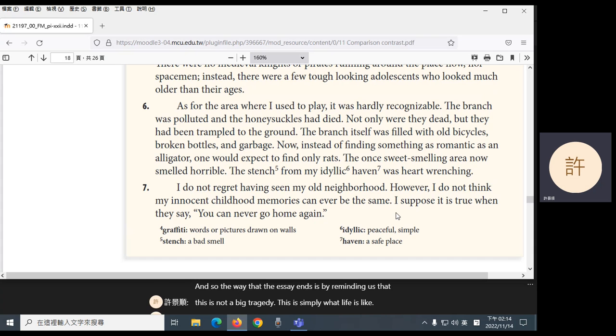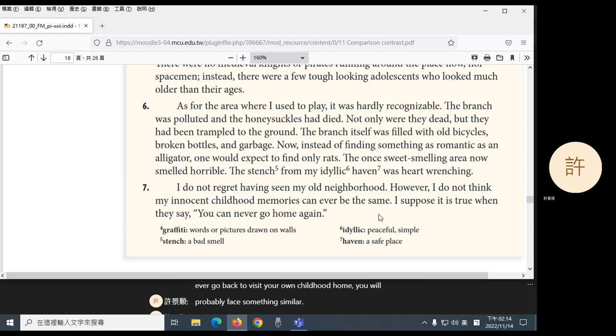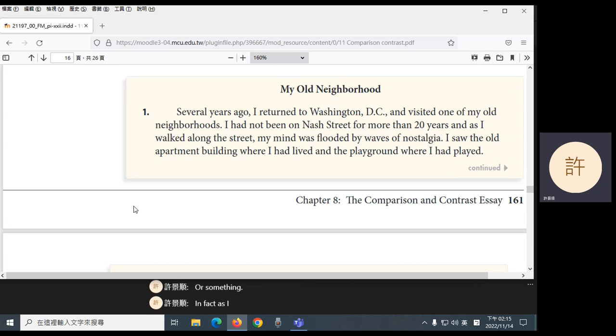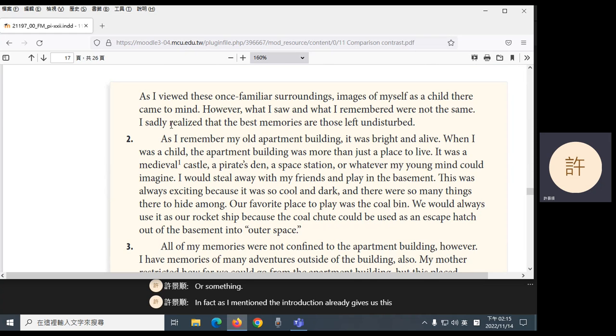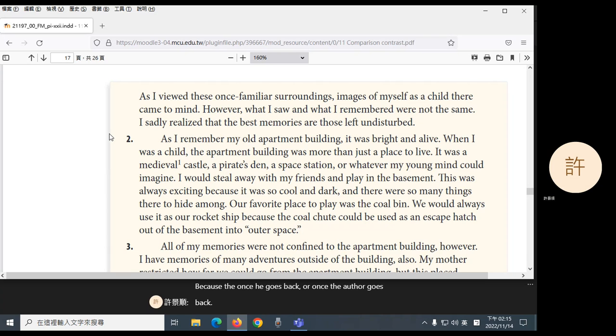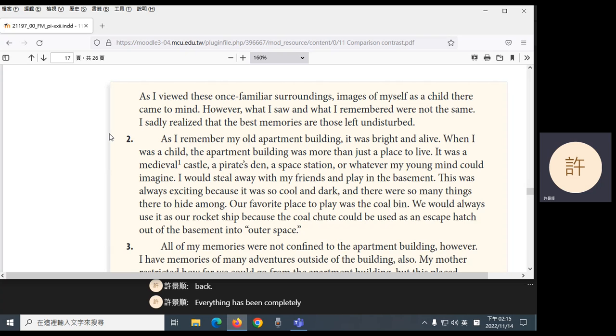So I guess if you really want to say what the author wants the reader to take away from this essay, probably that you should remember this is the case. If you ever go back to visit your own childhood home, you will probably face something similar. So be prepared. In fact, as I mentioned, the introduction already gives us this conclusion, right? I sadly realize that the best memories are those left undisturbed. Because once the author goes back, everything has been completely changed.